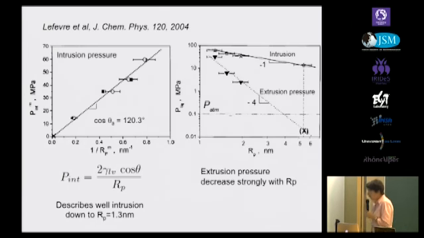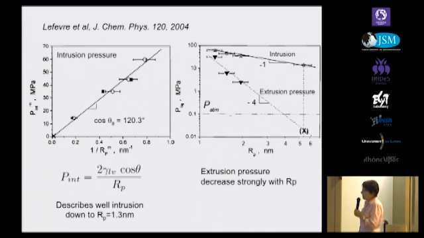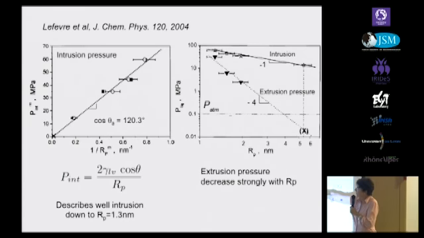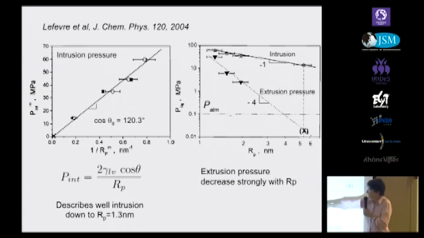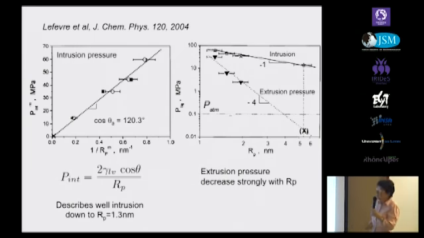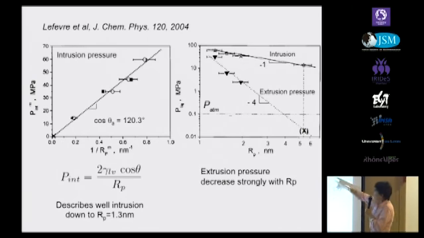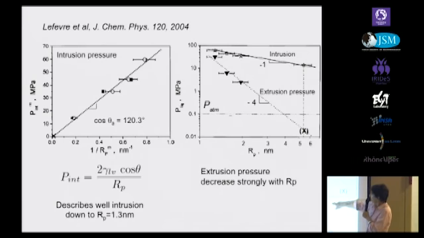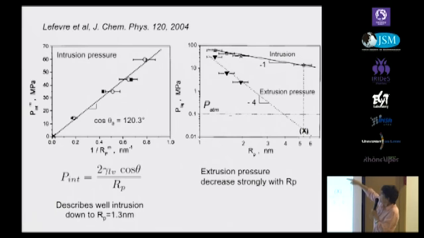Now, the extrusion pressure does not vary with the same law. This is the log-log plot, and the 1/r power law is above for the intrusion pressure. And you see here that the extrusion pressure varies much more quickly with the pore radius. Actually, this is why one can have a hysteresis cycle in the materials. And for large pore size, larger than 4 nanometers, one doesn't have any more extrusion at the atmospheric pressure.